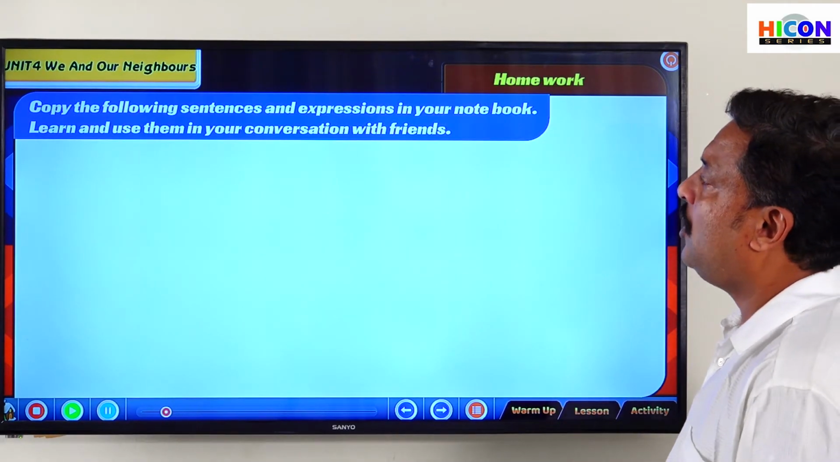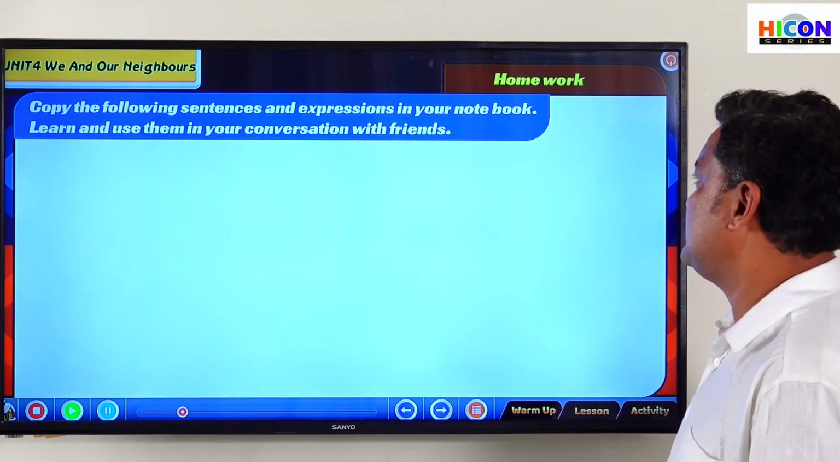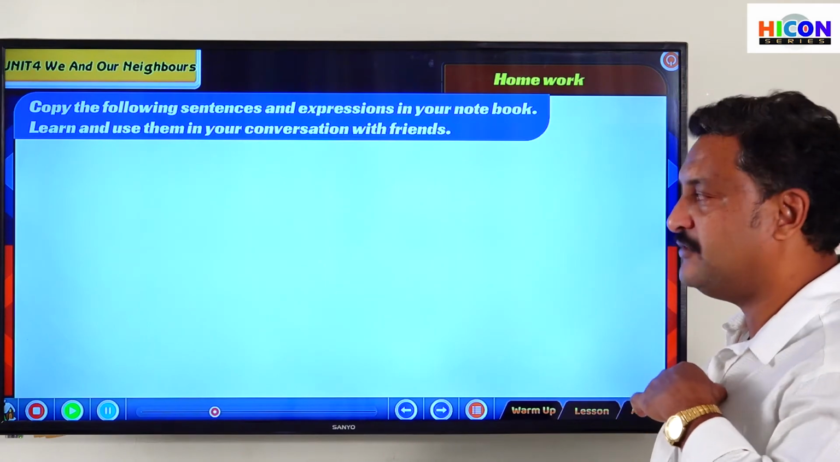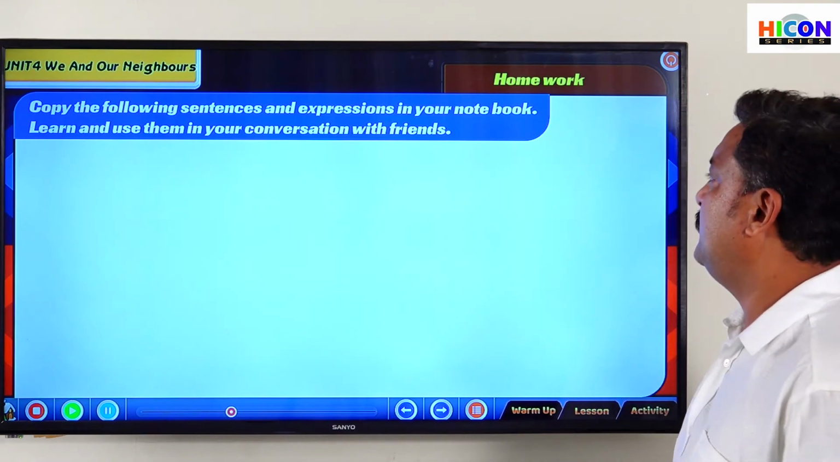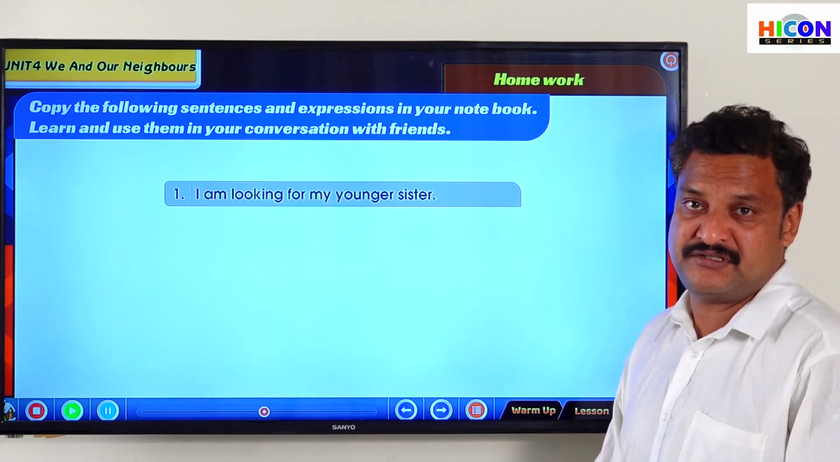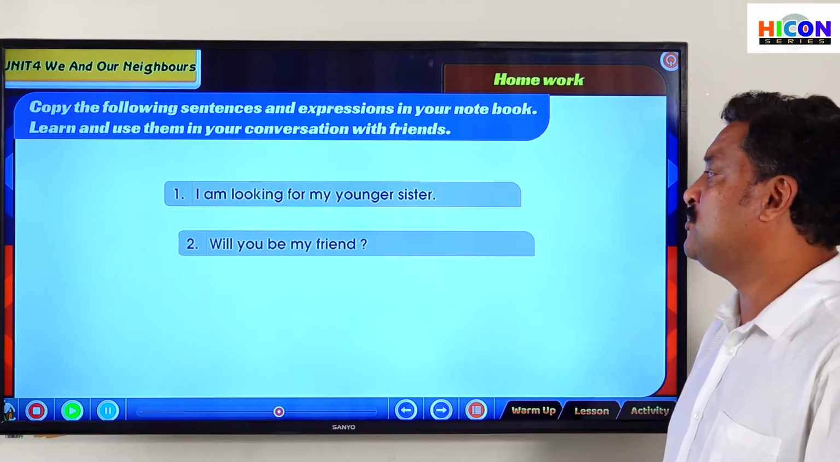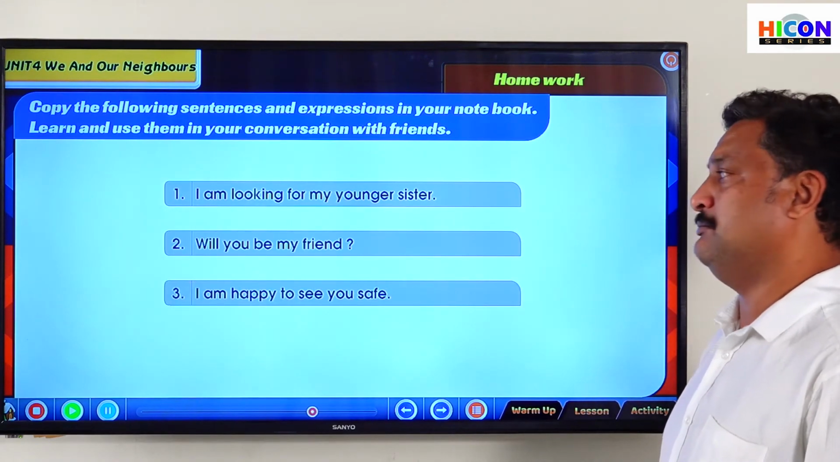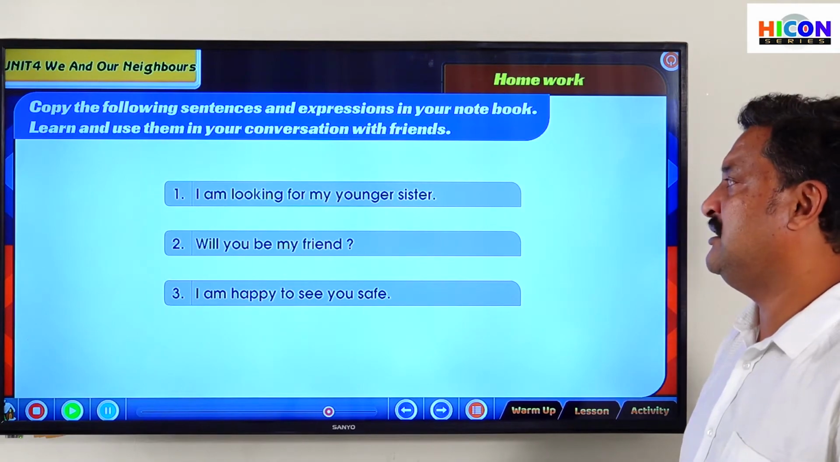Homework. Copy the following sentences and expressions in your notebook. Learn to use them in your conversations with your friends. So here we have some sentences or expressions which we can use when we want to converse with somebody, when we want to speak with somebody. Okay. So what are they?